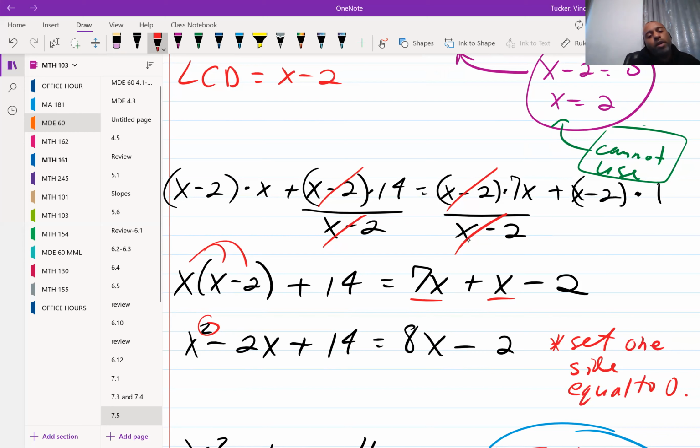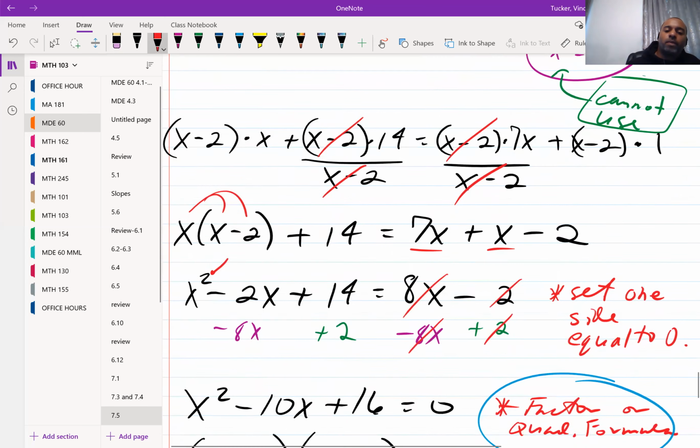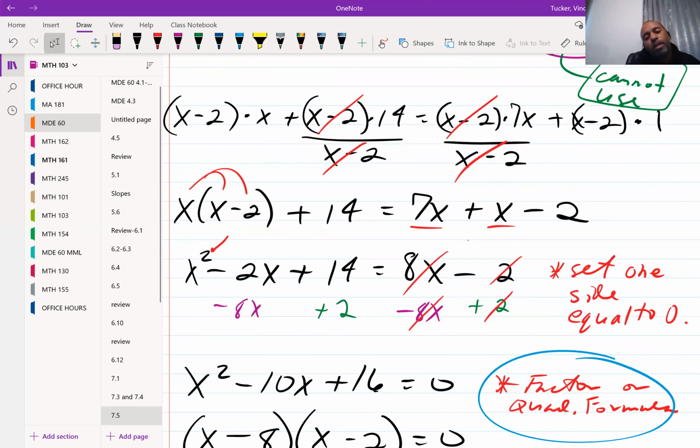All right, so we have x squared minus 2x plus 14 equal to 8x minus 2. And since we have this square here, we have a quadratic equation, we can set one side equal to 0. So I'm going to minus 8x on both sides and add 2. I'm going to cancel out over here. That leaves me with x squared minus 10x plus 16 equals 0.